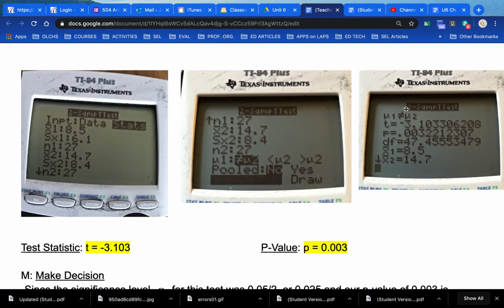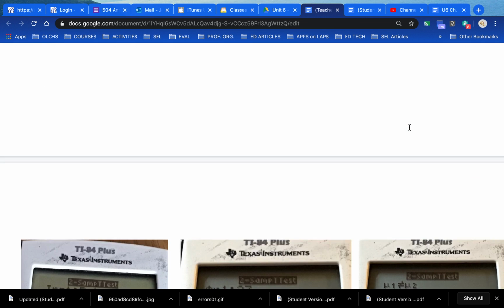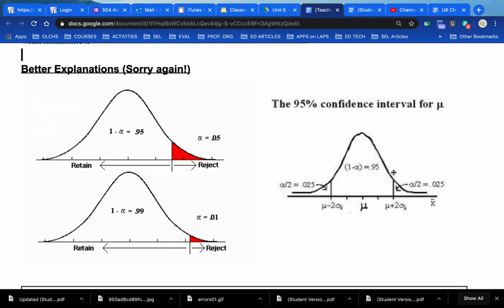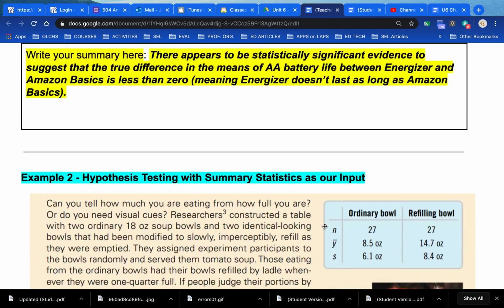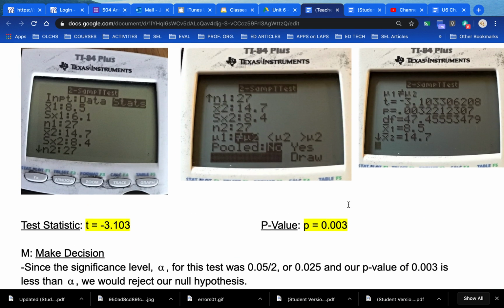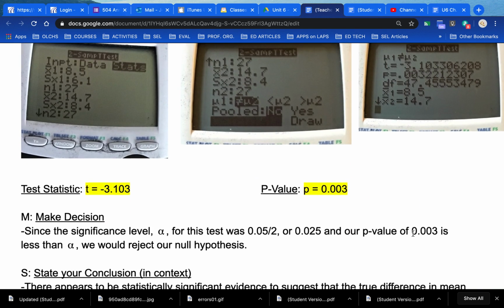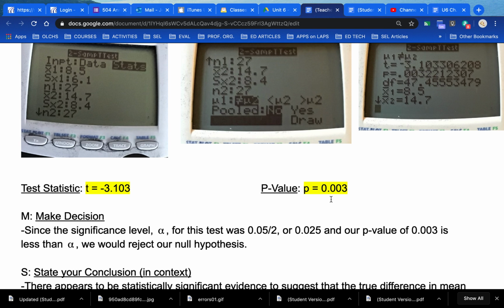Now recall, when it is not equal to, this would be a case where the rejection region, now that we've explained this better, is split up. So it was 95% confidence in the previous notes, and I would take the difference between 1 and 0.95, which is 0.05, and divide it by 2. So I'm looking for a rejection region of 0.025, meaning if my p-value was lower than 0.025, then I would be rejecting. And my p-value is 0.003. So that is less than 0.025.